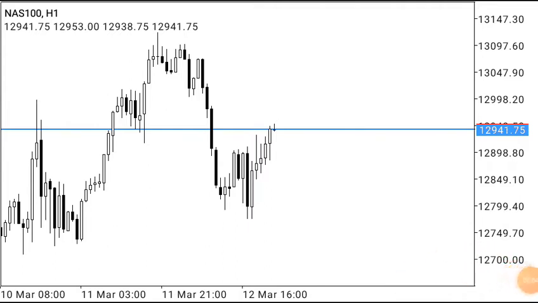So in today's video I'm gonna show you guys how to trade the bearish engulfing and bullish engulfing candlestick patterns, right? But before we get started, I just want to read out to you guys quickly what the bearish and bullish engulfing candlestick patterns is.